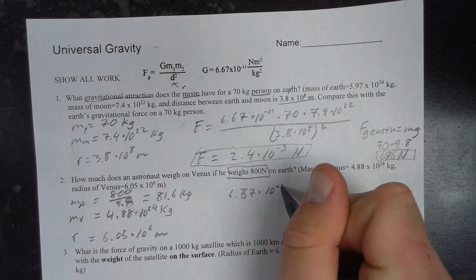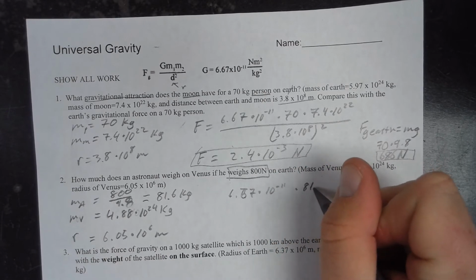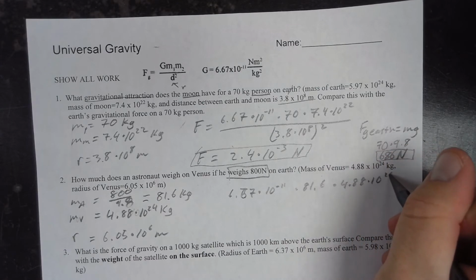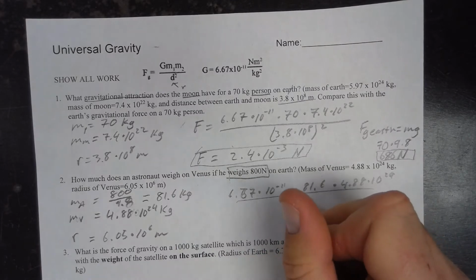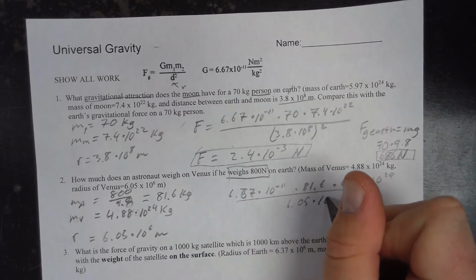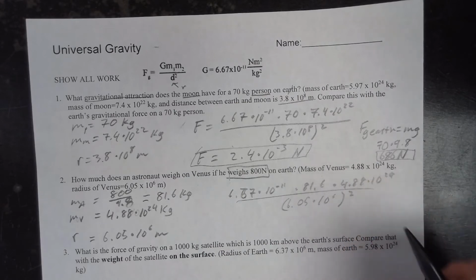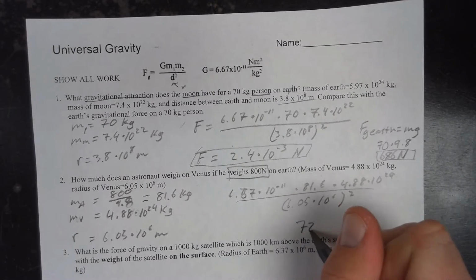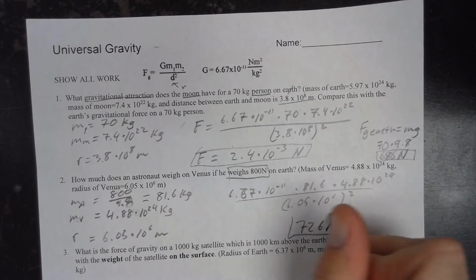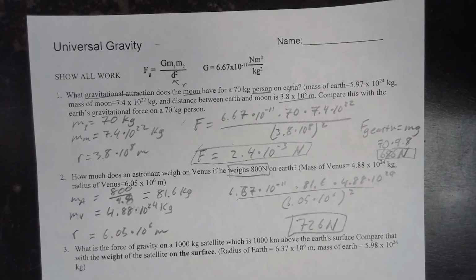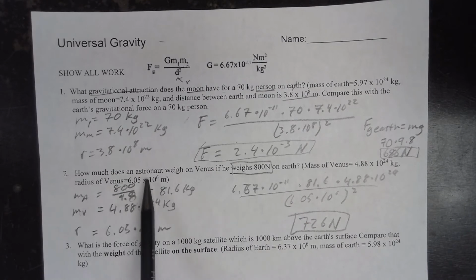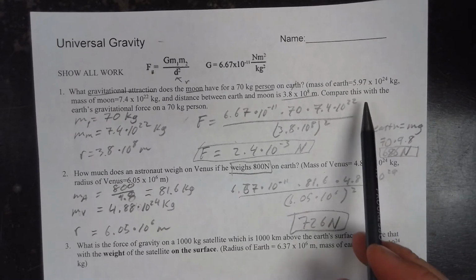6.67 times 10 to the negative 11th times 81.6 times 4.88 times 10 to the 24th over 6.05 times 10 to the 6th squared. Don't forget the square. Plug all that into your calculator and it should come out to 726 newtons. Notice how this time it's very close to the weight that the astronaut has on Earth, and that's because the radius of Venus is fairly close to the radius of the Earth, and the mass of Venus is fairly close to the mass of the Earth.